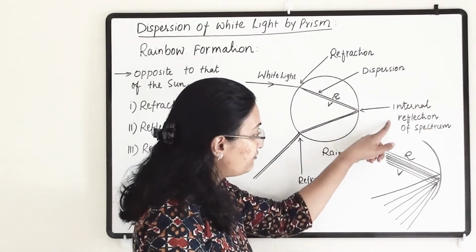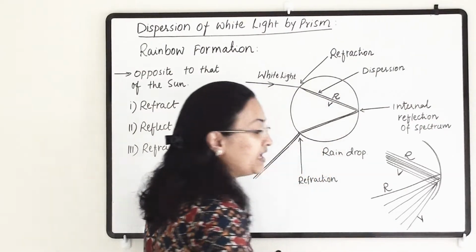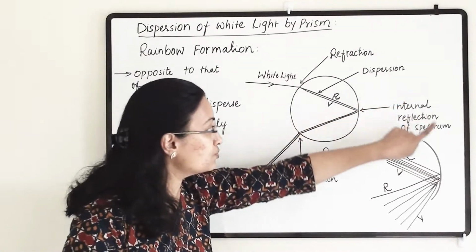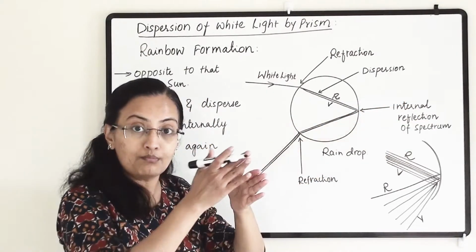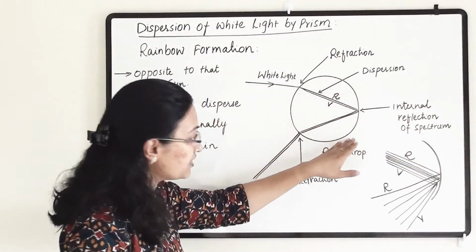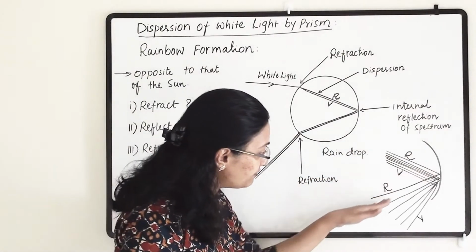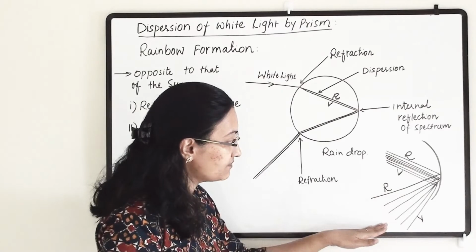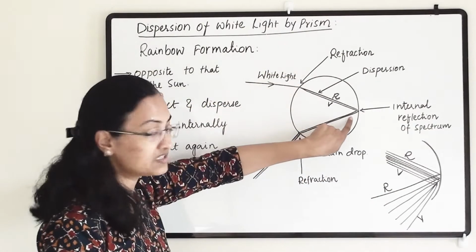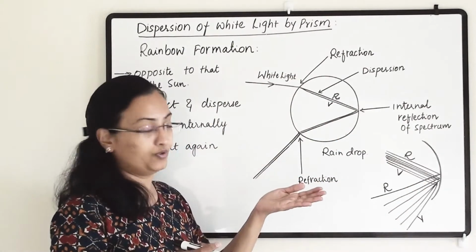So once the reflection happens, the red color will come at the top and violet will remain at the bottom. This happens because of the reflection. This is known as internal reflection of the complete spectrum. So when these 7 colors fall on this surface of the raindrop, it will act as a mirror and it will reflect all the 7 rays like this. So when the reflection happens, this is refraction, this is reflection.